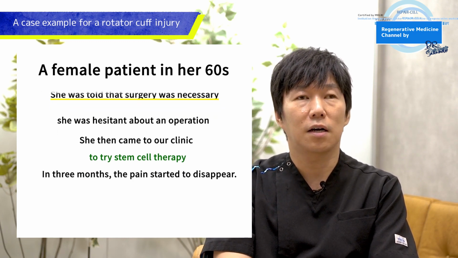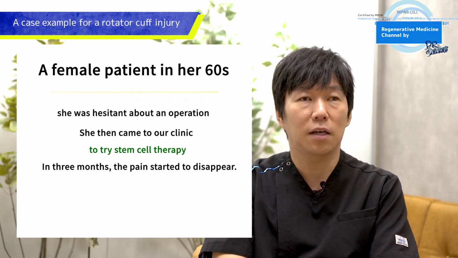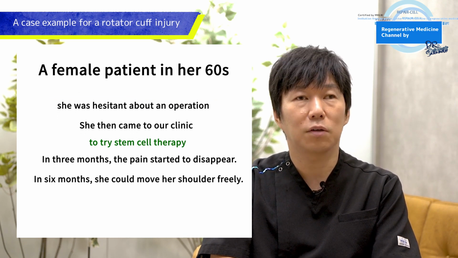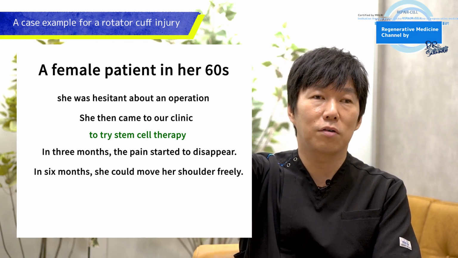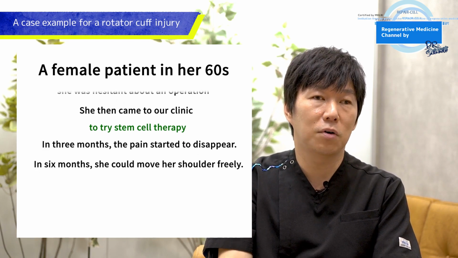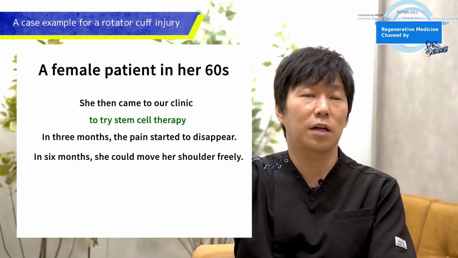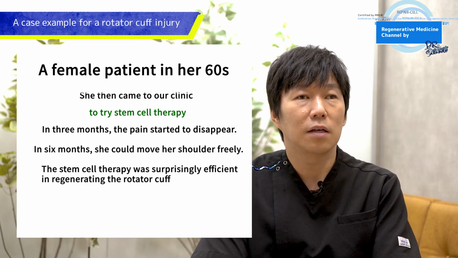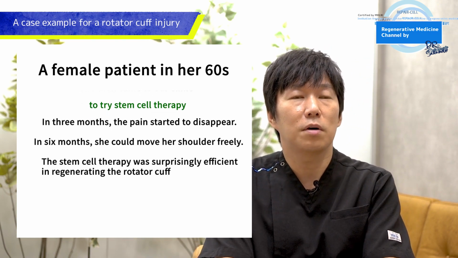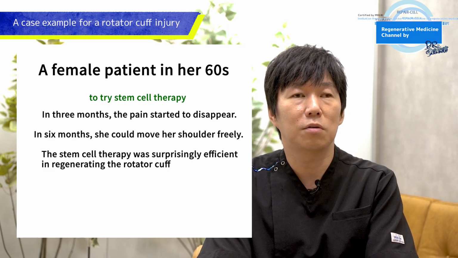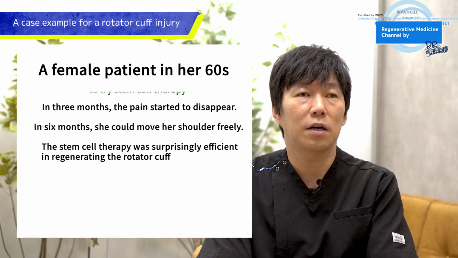In the first 3 months, the pain started to disappear. In 6 months, her shoulder, which used to be painful when lifting the arm only this much, could now move freely. Realizing that a rotator cuff injury can be healed so well by stem cell therapy made me happily surprised.